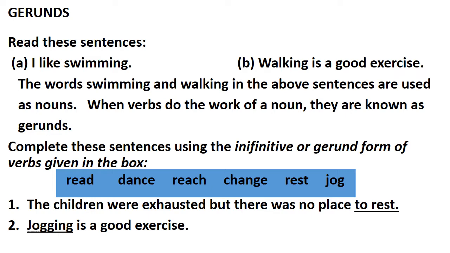Now, moving on to the exercise part, complete these sentences using the infinitive or gerund form of verbs given in the box. The children were exhausted, but there was no place to rest. Now here, to plus verb has taken its form, so it is an infinitive. Second is jogging is a good exercise. Here jogging is a name of an activity. So here it's a form of gerund.